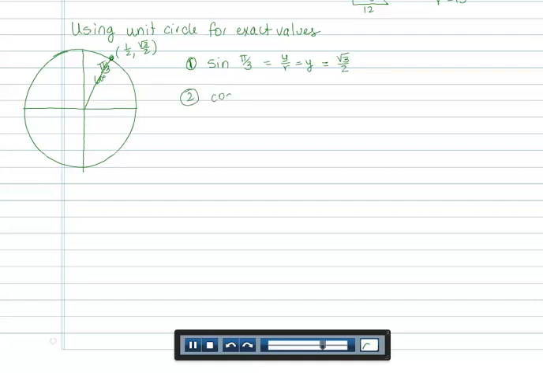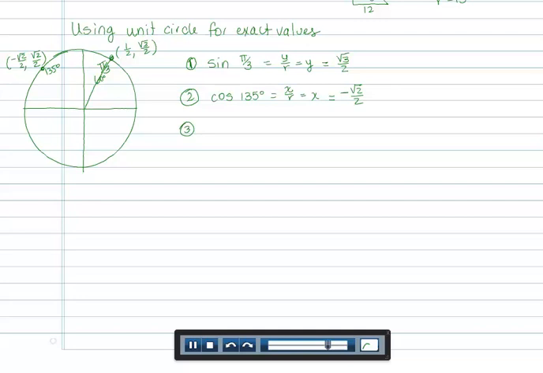The cosine of 135 degrees. Well, I'll look at my unit circle. The cosine of 135 is this one. The point associated with this one is negative square root of 2 over 2, square root of 2 over 2. And I want the cosine. Well, the cosine is x over r. R is 1, so it's just going to be the x value. The x value is negative square root of 2 over 2. And those are your answers.